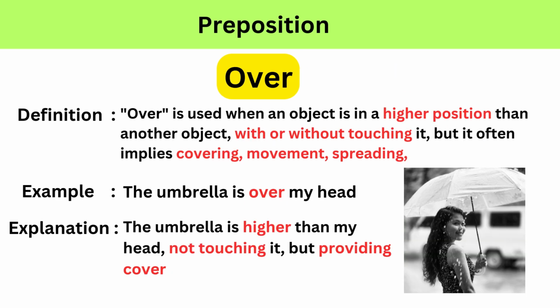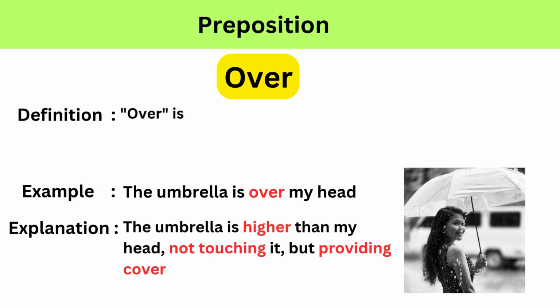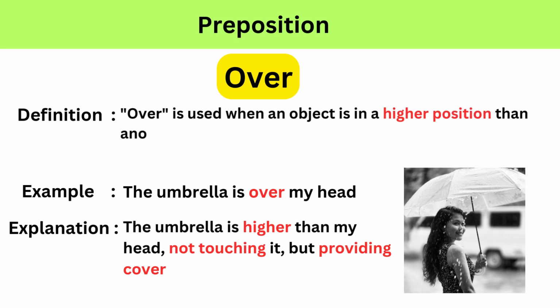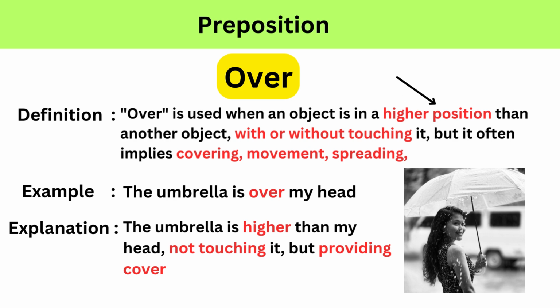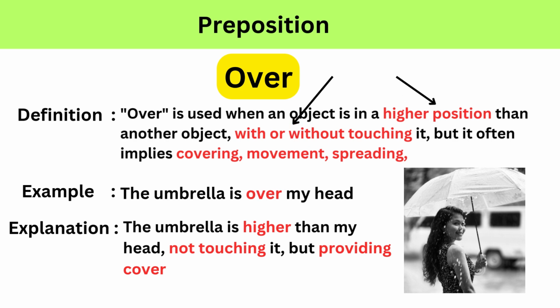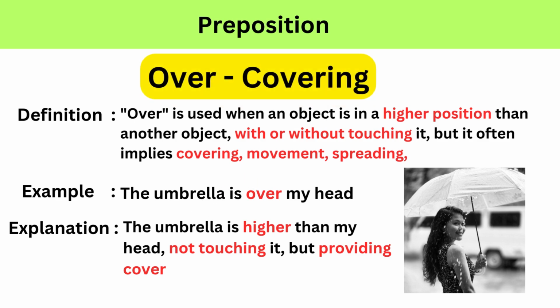Next one is over. Over is used when an object is in a higher position than another object with or without touching it, but it is often used for covering, movement and spreading. Here the hint is higher level with or without touching, either covering, movement or spreading. We are going to use over for covering. For example, the umbrella is over my head.